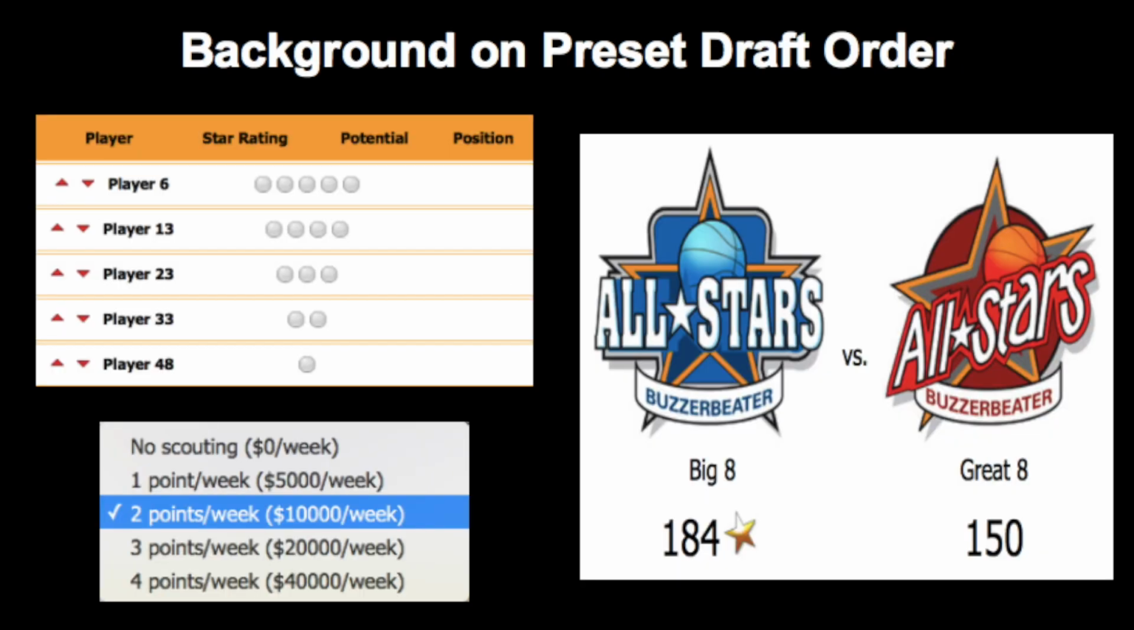Moving on to background on preset draft order stuff. You can gain anywhere from 1 to 4 scouting points every single week. However, the more scouting points that you build up, the more expensive it is. As you can see, the best value for scouting is 2 points a week, or $5,000 a point. If you do elect to pay for 3 or 4 scouting points per week, feel free to do so, but do notice that it is much more expensive per scouting point.